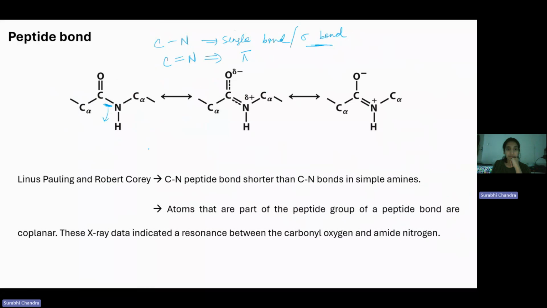What is happening here is, let's just draw here maybe. So suppose this is C alpha, this is O, this is NH, this is again C alpha for another amino acid. Okay.